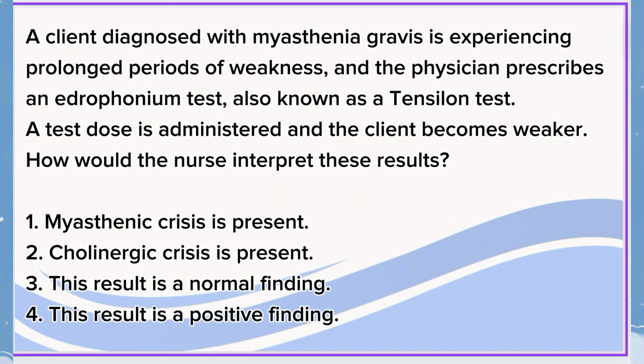A client diagnosed with myasthenia gravis is experiencing prolonged periods of weakness, and the physician prescribes an edrophonium test, also known as a Tensilon test. A test dose is administered and the client becomes weaker. How would the nurse interpret these results? 1. Myasthenic crisis is present. 2. Cholinergic crisis is present. 3. This result is a normal finding. 4. This result is a positive finding.